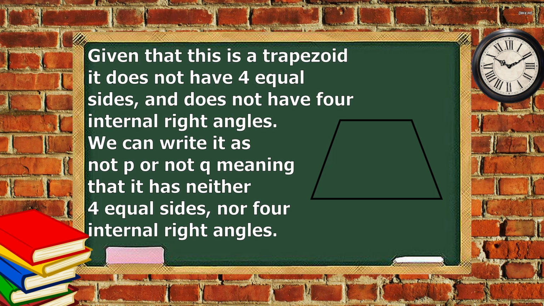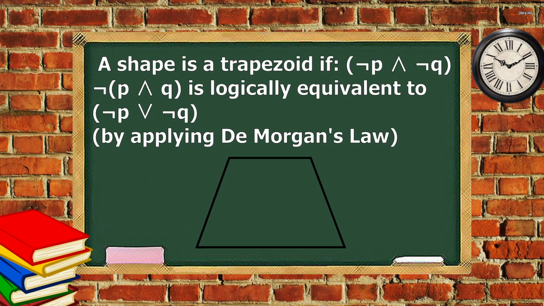Suppose again, we have an object where P means it has 4 equal sides, and Q means it has 4 internal right angles. Given that this is a trapezoid, it does not have 4 equal sides, and does not have 4 internal right angles. We can write it as not P and not Q, meaning that it has neither 4 equal sides, nor 4 internal right angles. Since a trapezoid cannot have both properties of having 4 equal sides and 4 internal right angles simultaneously, we can use one of the De Morgan's rules to say it is logically equivalent to a disjunction, stated as not P or not Q, as at least one of the conjuncts must be false.